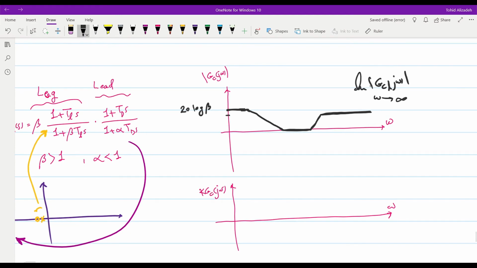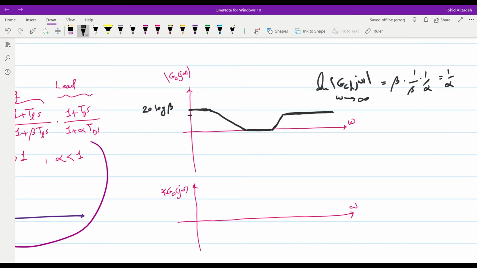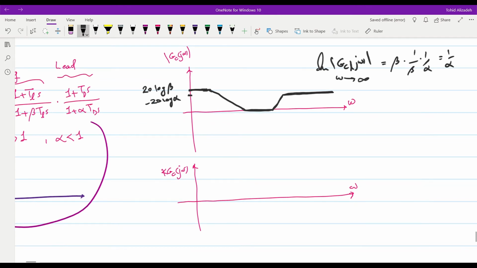If we do so, we will get beta times 1 over beta times 1 over alpha. So this will be equal to 1 over alpha. And as a result, over here, we'll have minus 20 logarithm of alpha. In terms of the phase, starting with the lag, there will be some negative phase injected to the system at low frequencies.